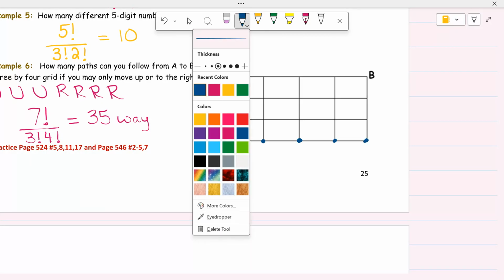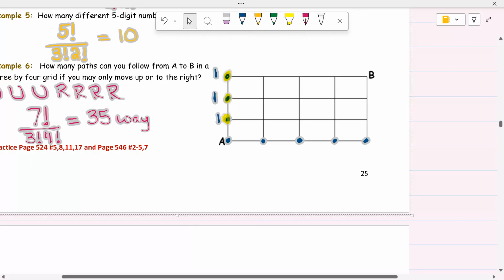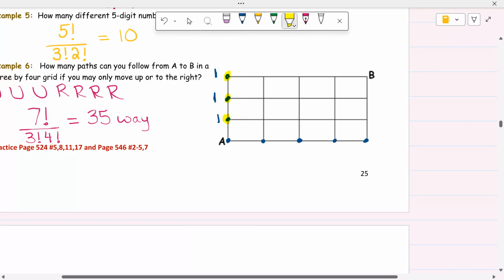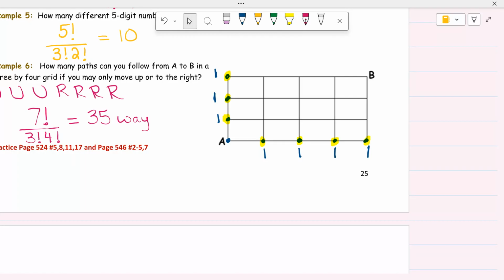Okay? So, how many ways can I get here? One way. How many ways can I get here? 1. How many ways here? 1. How many ways the next spot? 1. So far, so good? So there's only one direct path to get to all those corners, because I'm trying to get to B following a line. Okay? So now I can start moving inside my block.